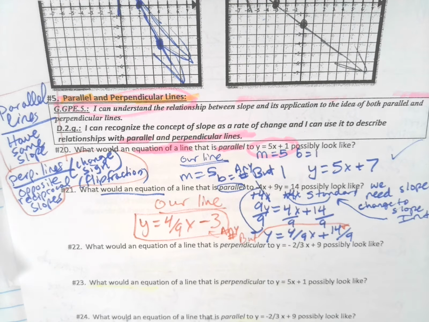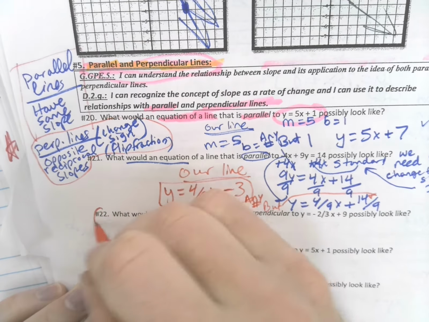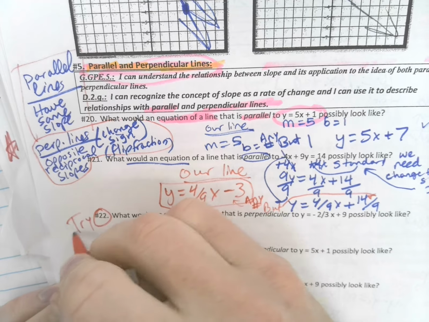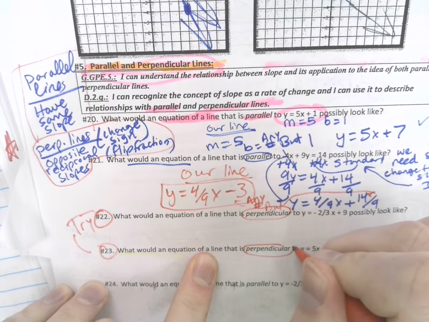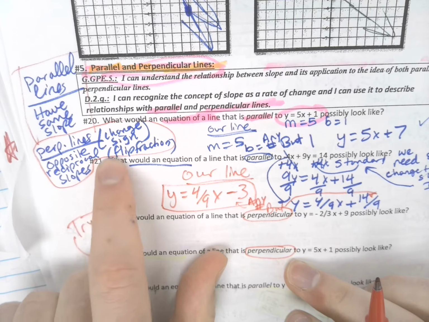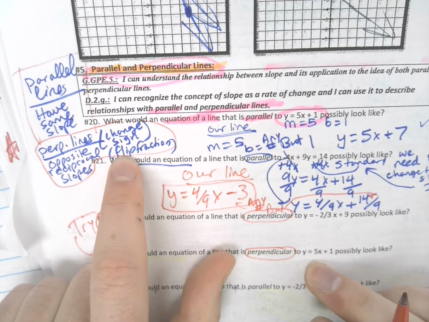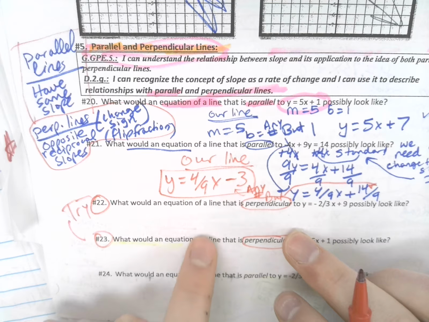So here's what I'm going to let you guys do. Try numbers 22 and 23 for me. And be careful, because this time we're talking perpendicular. So this time you're going to need to find a slope that has a different sign and is a flipped fraction. So go ahead and try 22 and 23 for me, please.